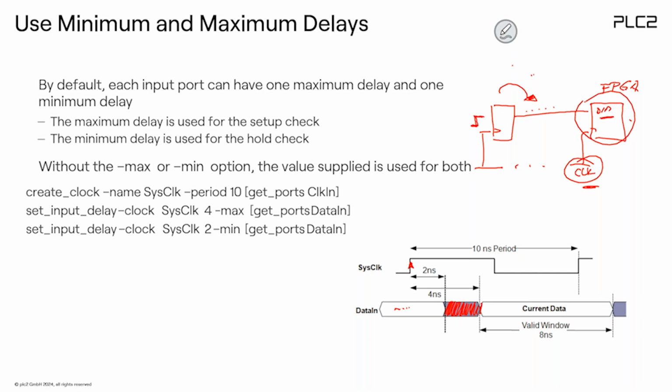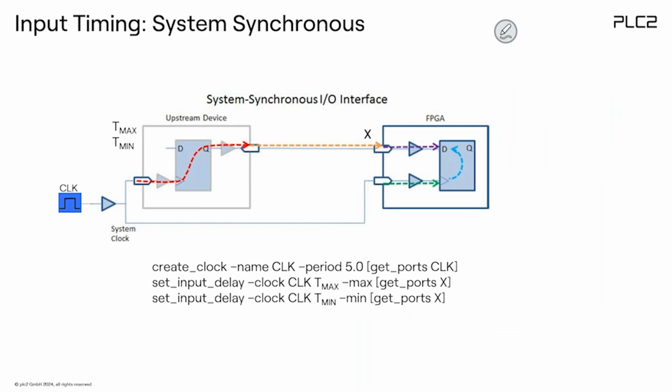But why do we need 2 delays? Why do we need a minimum and maximum delay? Well, the maximum delay specification is used to check the setup time of the flip-flops which are receiving the signal. And the minimum value is used to check the hold time requirements of the capture flip-flop. That's the reason, because we need to check both of these values. We need to specify both of the timing parameters, min and max. Okay. So again, that's the example of system synchronous.